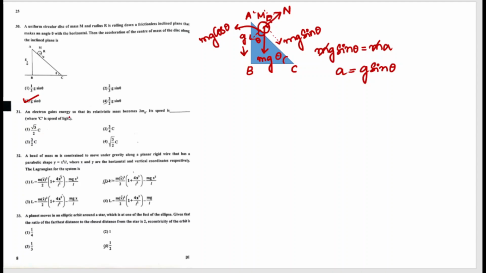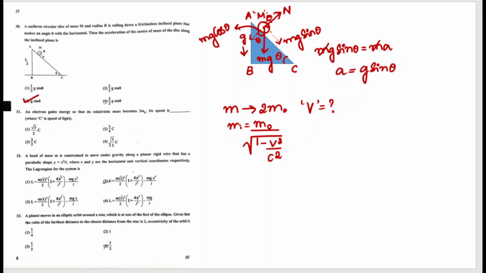An electron gains energy so that its relativistic mass becomes 2 times m naught. What they have said is that the mass took the form 2 times m naught. Now we need to find its speed, the v value, where c is the speed of light. From the formula we have m equal to m naught divided by square root of 1 minus v square divided by c square.